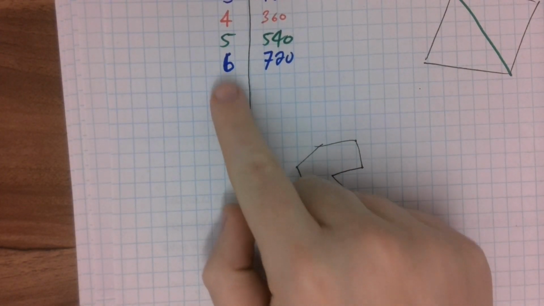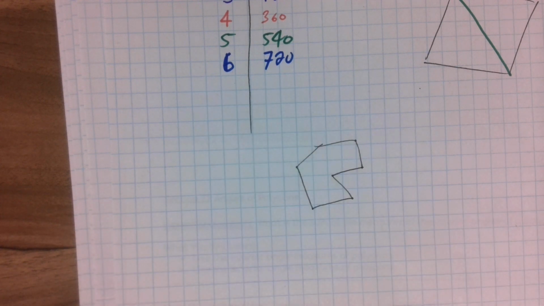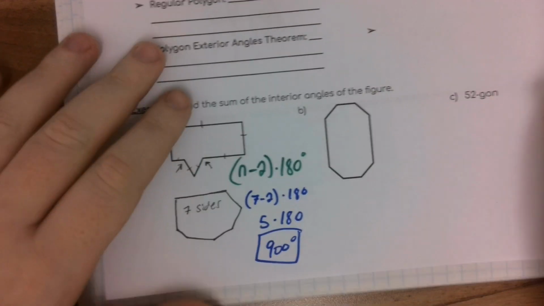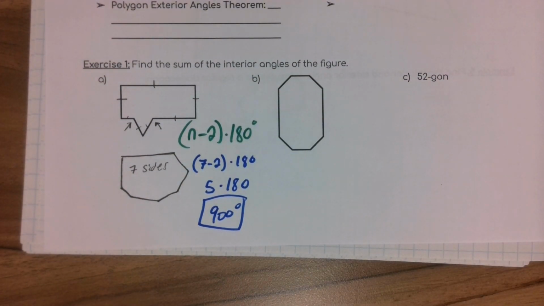If we check with our table here, we can take a look. Oops, the table's over here. 6 sides, 720. If we add 180 to that, we would end up with 900 degrees. So, perfect. I want you to try parts B and C on your own, so pause the video and come back in just a moment to check your answers.